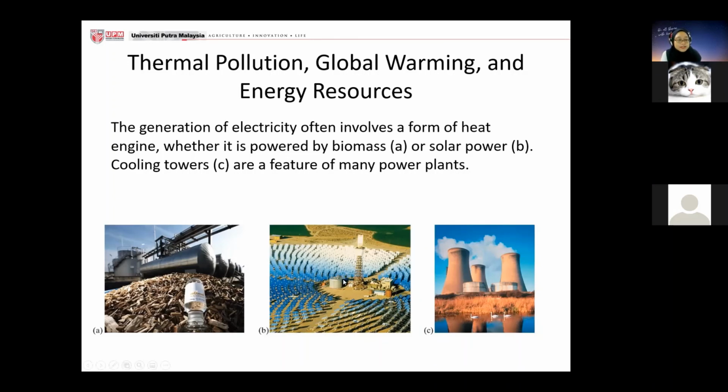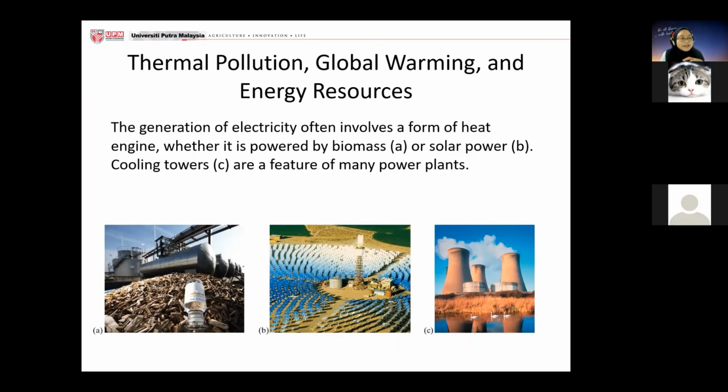For example, this one, for solar power. The solar cells actually relay the light into the collector here. And the collector there will transform that light into heat, and heat will go into the turbine as well.